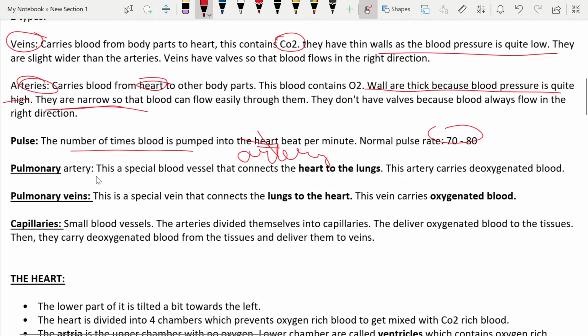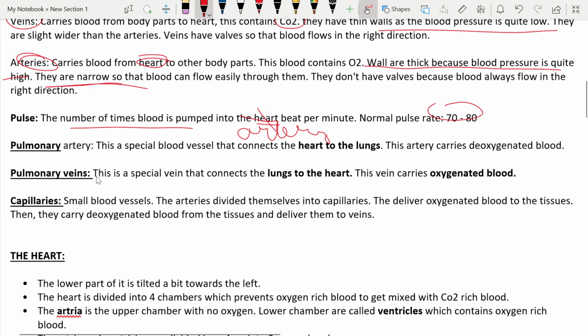Pulmonary artery. This is a special type of blood vessel that connects the heart to the lungs. This artery carries deoxygenated blood, and this is quite a special blood vessel. Now there are pulmonary veins. This is a special type of vein that connects the lungs to the heart. This vein carries oxygenated blood. So they carry the opposite type of blood to what they are meant to carry.